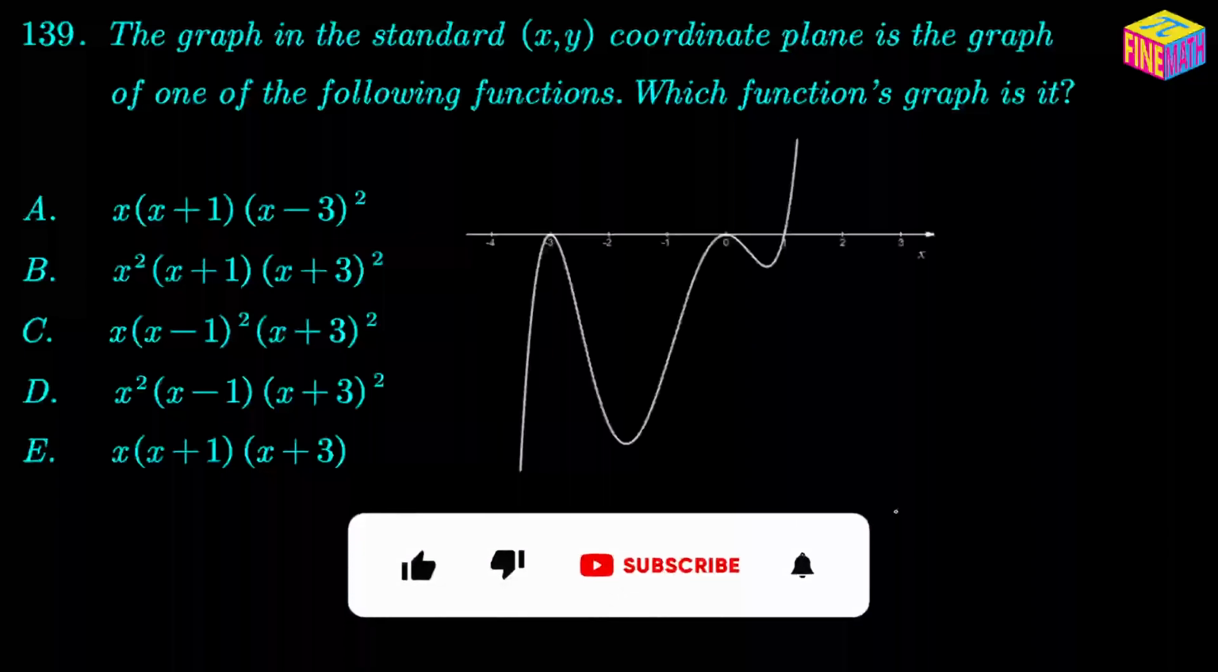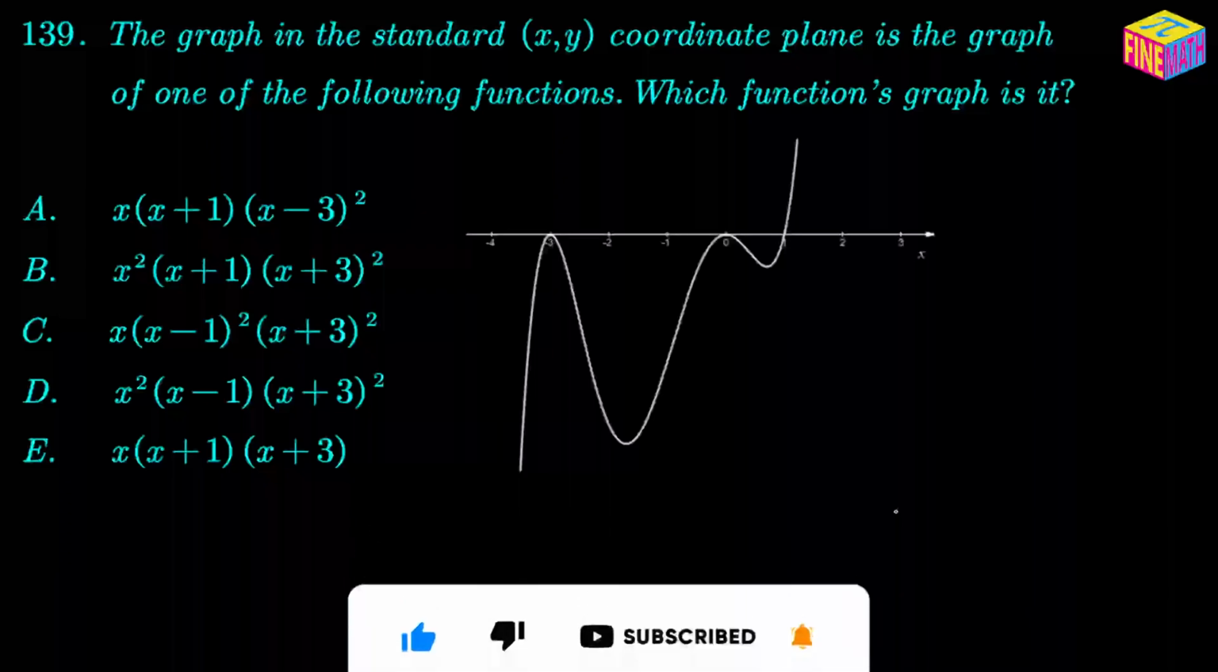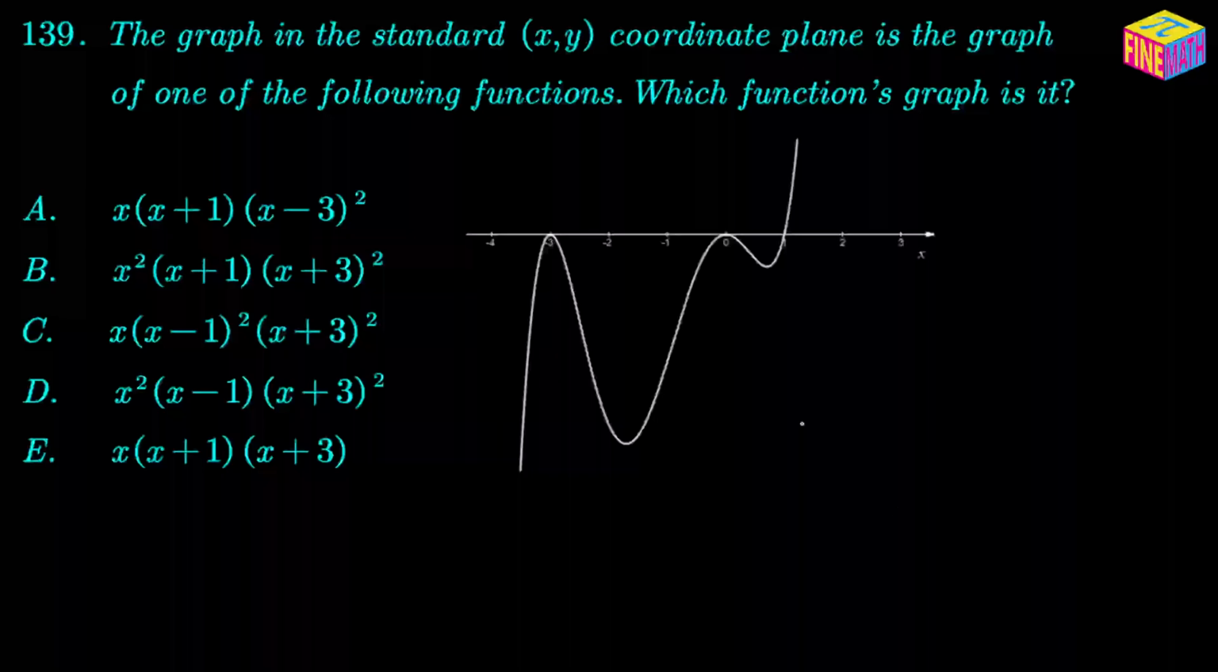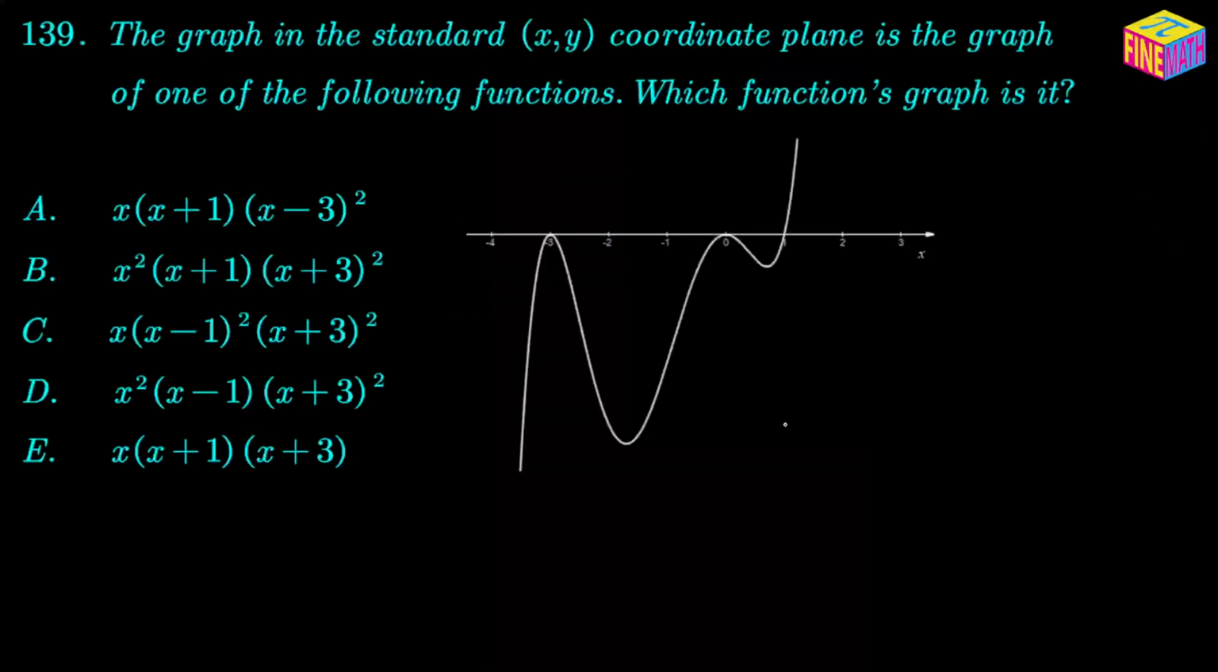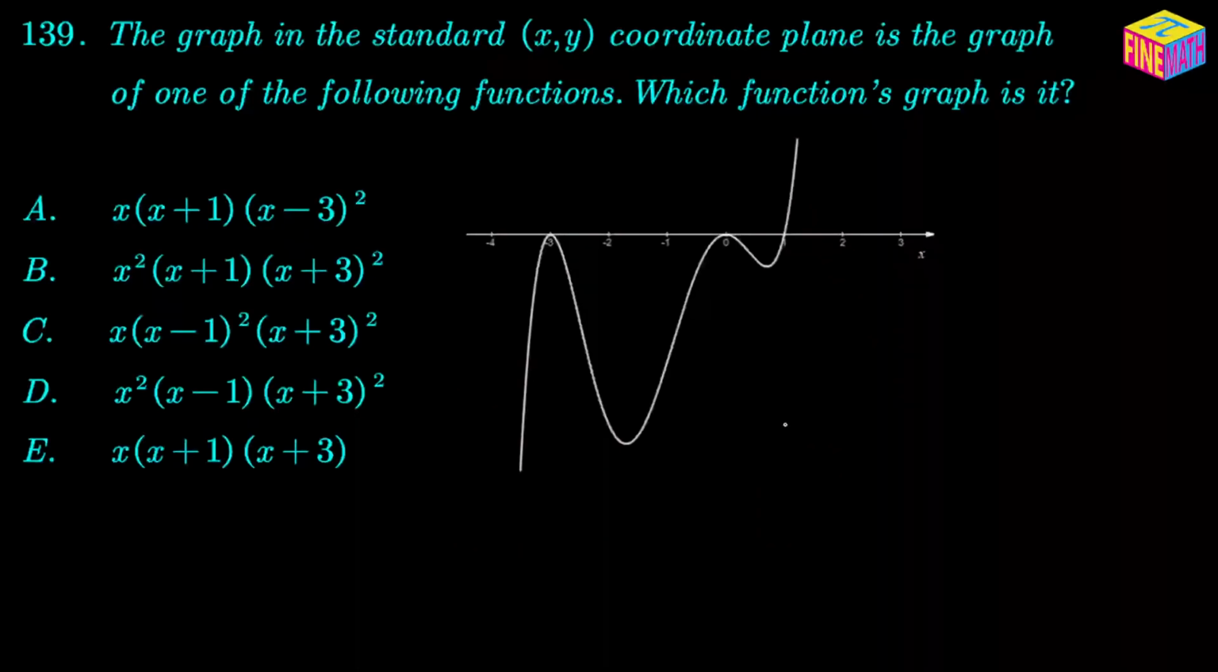So let's get started. Here the question says, the graph in the standard coordinate plane is the graph of one of the following functions. Which function's graph is it? So here we have been provided with a graph of a function and we have been provided with 5 different functions. And we have to determine which of those 5 functions represents this graph, or the graph represents which of the following 5 functions, right?